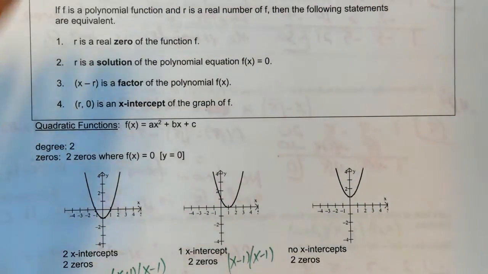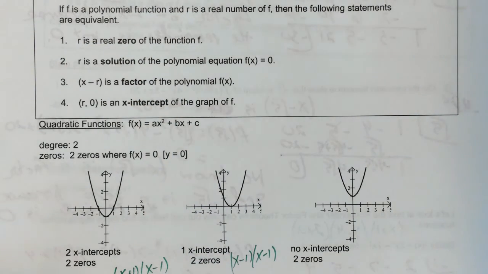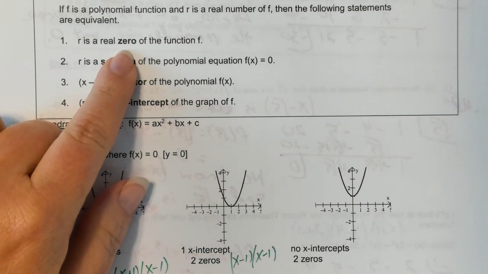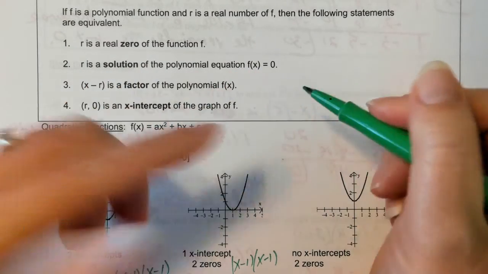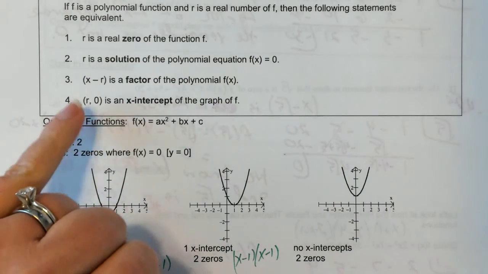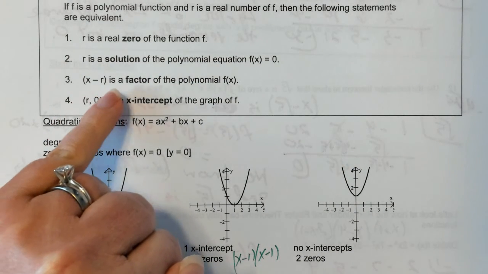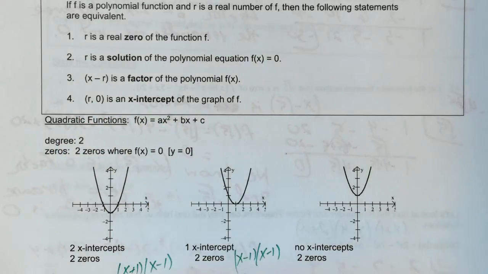So as a recap, if r, some number r, 2, 7, negative 3, whatever, is a zero, then r is a solution to the equation. In other words, if you set the function equal to 0, that number r would work. Which means x minus r is a factor, and the point (r, 0) is an x-intercept. It's where the graph hits the x-axis.